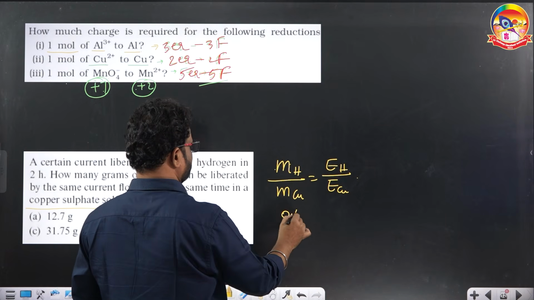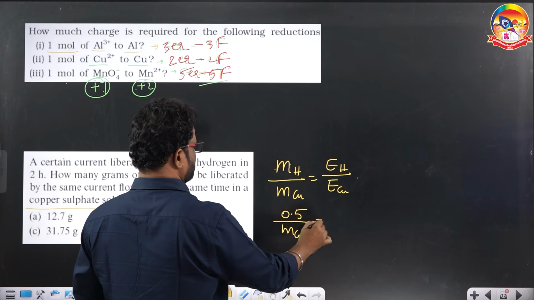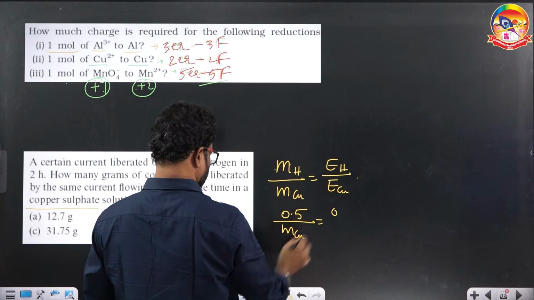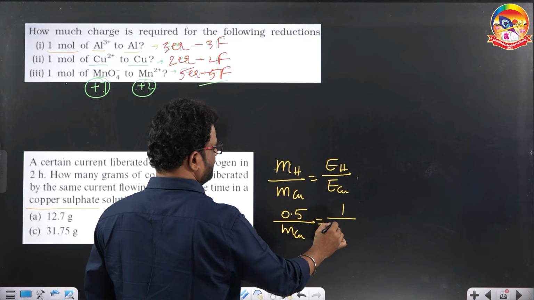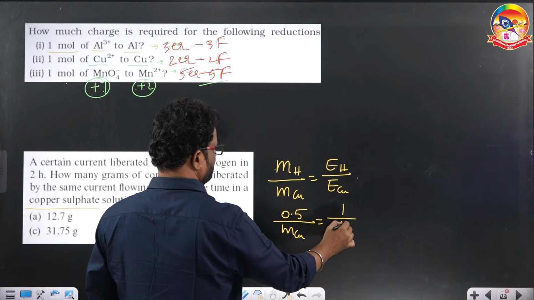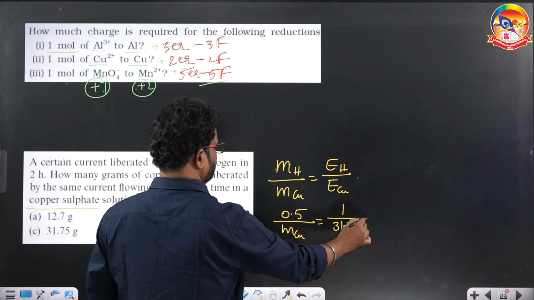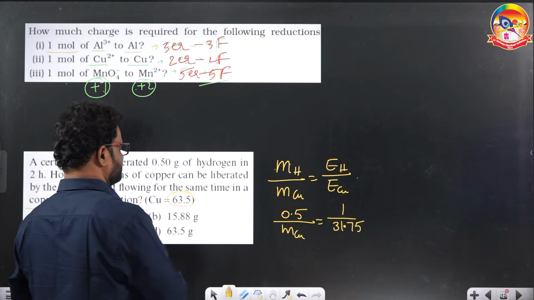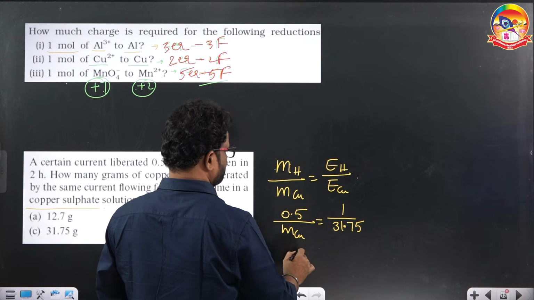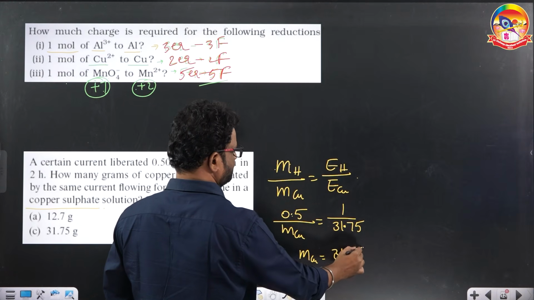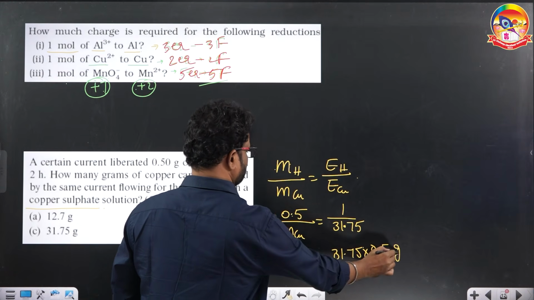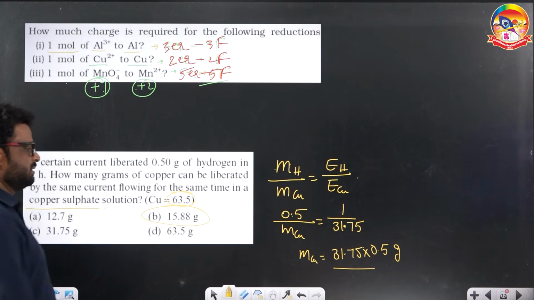So this is 0.5. We want the mass of copper, which is equal to the equivalent weight of hydrogen, 1, by the equivalent weight of copper, 63 by 2, that is actually 63.5. If the original value is taken, you will get 1.75. Oh no, yeah, they gave 63.5, so 31.75. So mass of copper deposited will be 31.75 into 0.5, that means half of it. That will be 15.88.